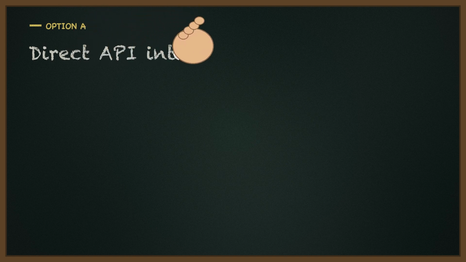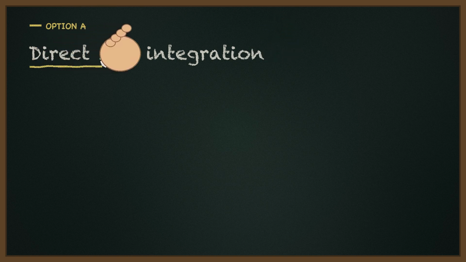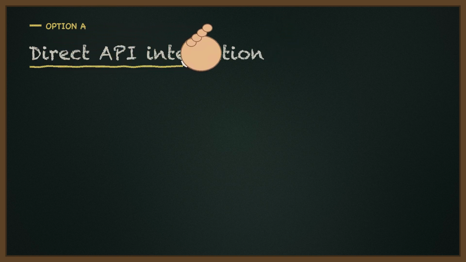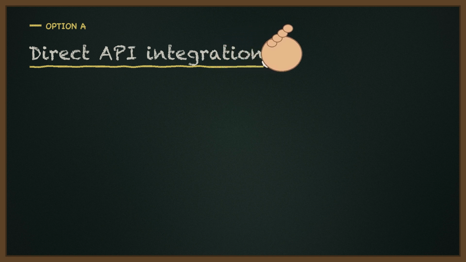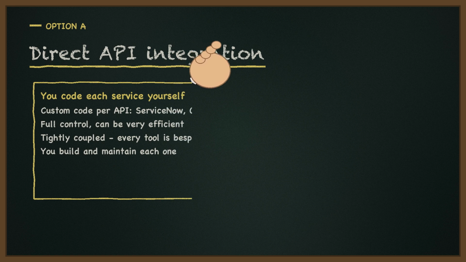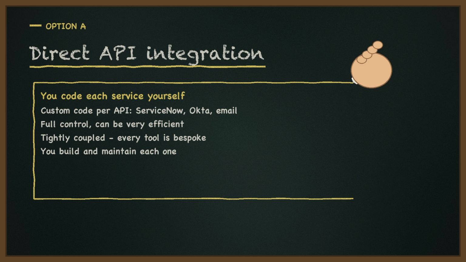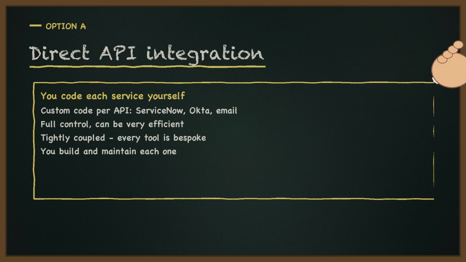With a direct API integration, you write custom code for each service. ServiceNow, Okta, email, each against its own REST API or SDK. You handle the endpoints, the auth, the pagination, the errors. The upside is real: full control, and it can be very efficient and low latency. The downside is tight coupling. Every tool is bespoke, the capabilities are fixed in code, and you maintain each one yourself.